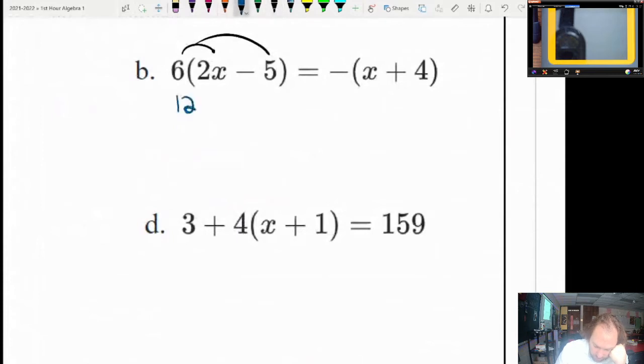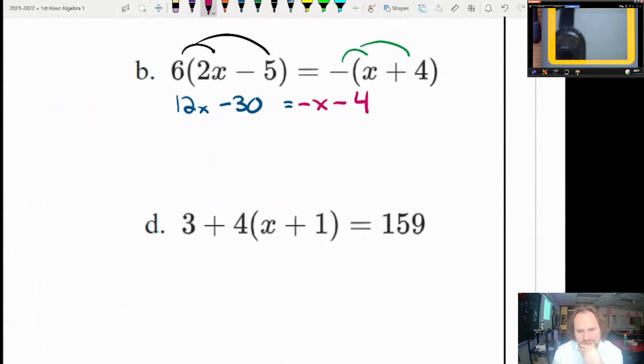Anyway, over here we're going to have to do this distribution just like before. We're going to have 12x minus 30 equals, and this is also a distribution that I think we should do. We should multiply that negative 1 throughout and get negative x minus 4. That's going to make it easier to work with. I'll start by adding x to both sides and get 13x minus 30 equals negative 4.